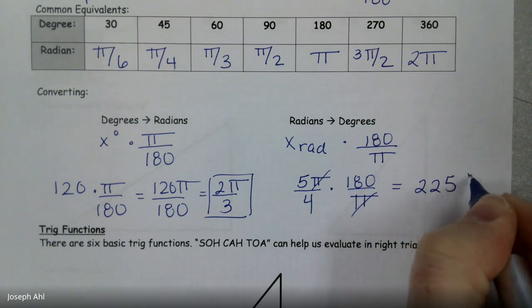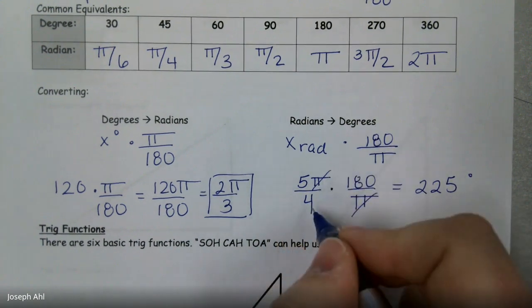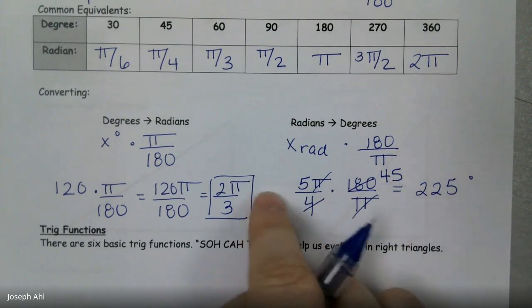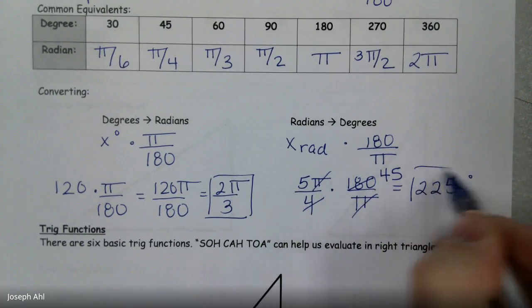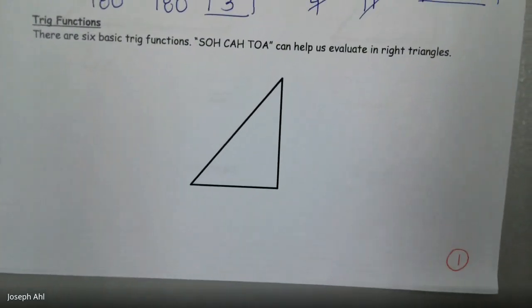That winds up coming to 225. The other way to do this is just simplify a little bit further by saying 4 goes into 180 45 times. 45 times 5 is that same result, 225 degrees.